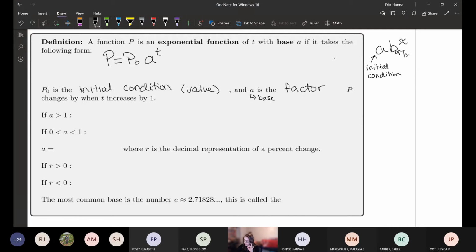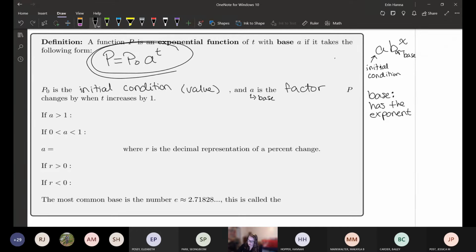And the b is the base. Okay. So the one thing I definitely want to clarify is no matter which format you use, I don't care which format you use, the base has the exponent. I will almost never say base A or base B. I will just call it the base. So whichever format you use is perfectly fine. One thing has the exponent, the thing with the exponent is the base, the thing without the exponent is the initial condition.